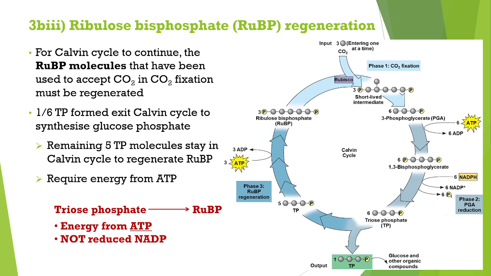After that, not all the triose phosphates are used to make glucose phosphate. Most of them actually remain in the stroma and remain in the Calvin cycle. They will be used to regenerate the RuBP, ribulose bisphosphate. Because if we don't regenerate the ribulose bisphosphate, then the cycle cannot continue for the second round. We need the ribulose bisphosphate to accept another carbon dioxide for the Calvin cycle to continue. So there's this very important regeneration of RuBP, which is the third main phase of the Calvin cycle.